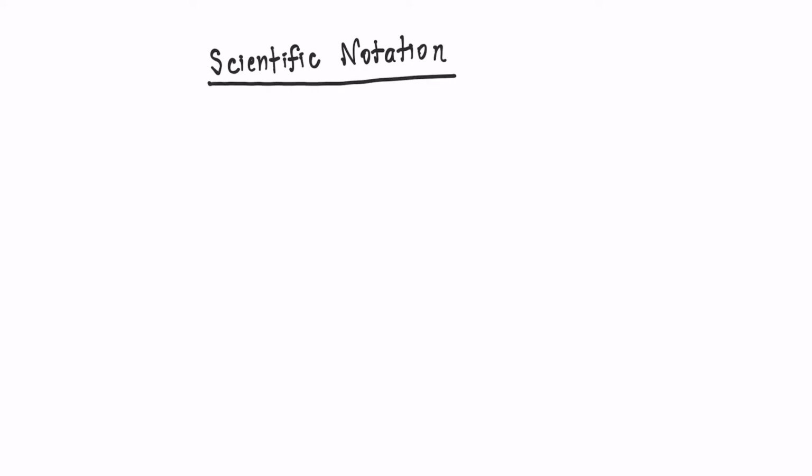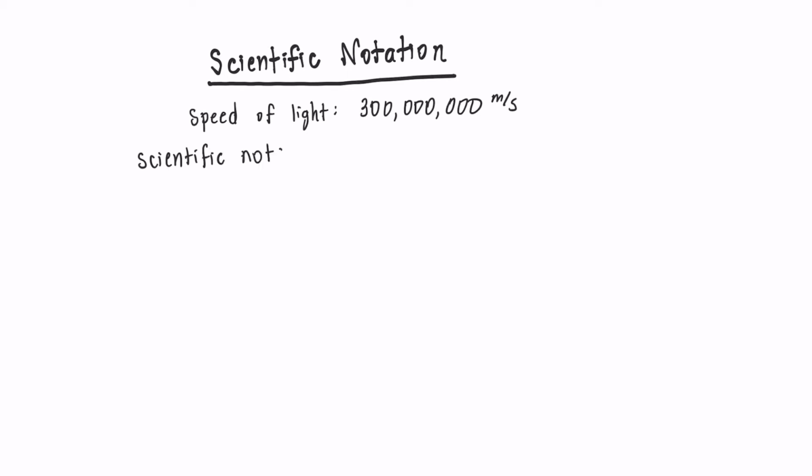Let's start off by looking at the speed of light, which is 300,000,000 meters per second, or 300 million meters per second. Now that's too many zeros to write each time we need to use this number. So scientists have developed a system known as scientific notation.